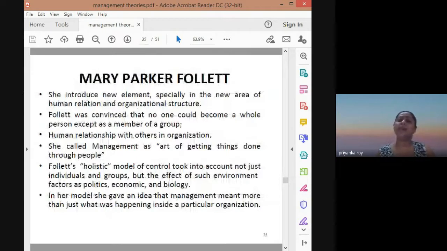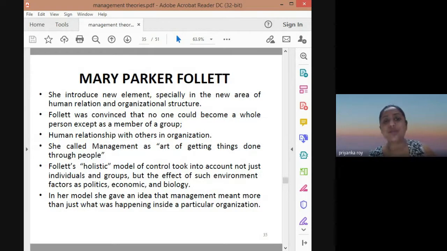Mary Parker Follett says that she introduced new elements, especially a new area of human relations and organizational structure, and Follett also was convinced that one could not become a whole person except as a member of a group. So, human relationship with others in the organization. She called management the art of getting things done through people.